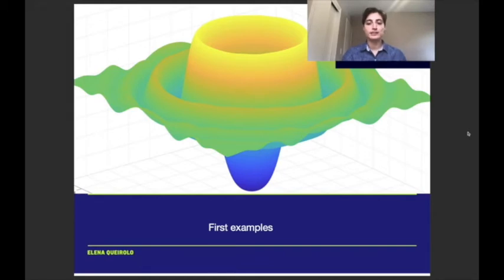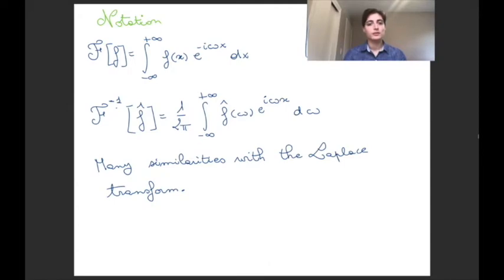Look at the first set of examples for our Fourier transform. Rewinding the notation, we talk about the Fourier transform of a function f. We define it as the integral from minus infinity to plus infinity of f(x) times e to the minus i omega x dx, and the inverse Fourier transform of f hat is equal to 1 over 2 pi times the integral between minus infinity and plus infinity of f hat(omega) e to the i omega x d omega.